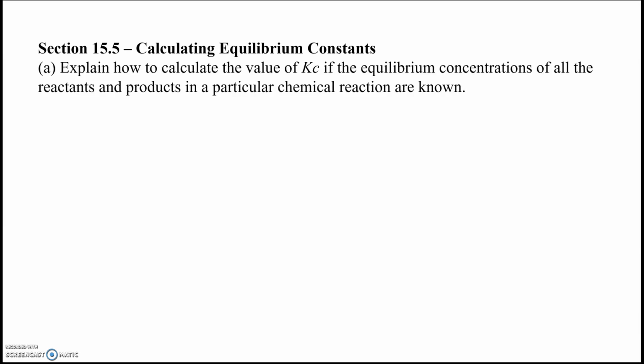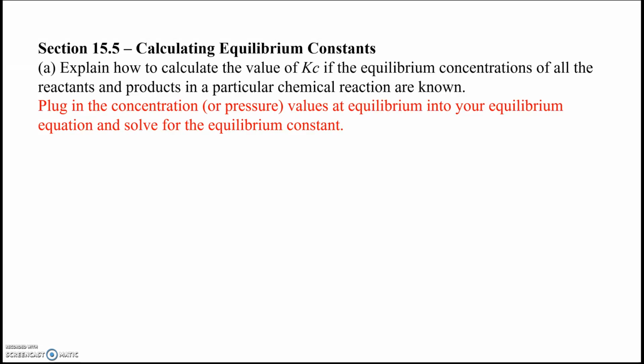All right, section 15.5, calculating equilibrium constants. We want to explain how to calculate the value of Kc if the equilibrium concentration of all the reactants and the products are known for some particular reaction. We're going to plug in the concentration, or if they're gases, we'll plug in the pressure values at equilibrium into your equation and solve for the equilibrium constant. So we need a balanced reaction, we need an equilibrium expression, and we need some way to calculate what those numbers are.